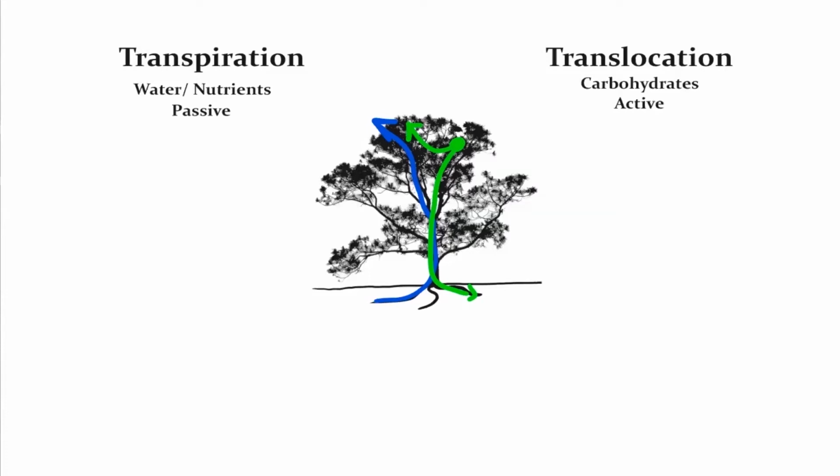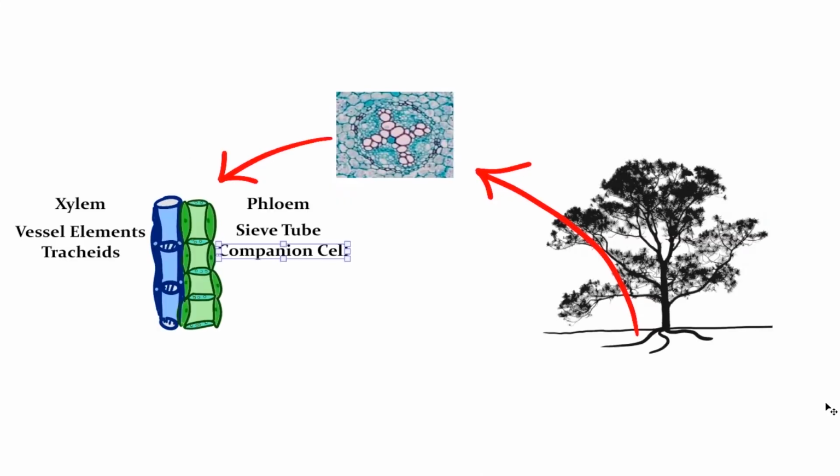Now, the leaves that are creating these sugars, we call them sources, and all the tissue that need these sugars but don't make enough sugars for themselves are called sinks. So again, transpiration uses xylem, and it's one direction and it's passive, while translocation uses phloem and it's multiple directions and it's active.